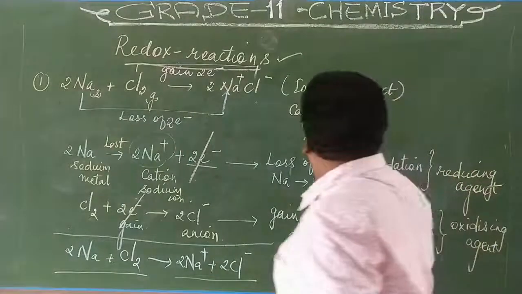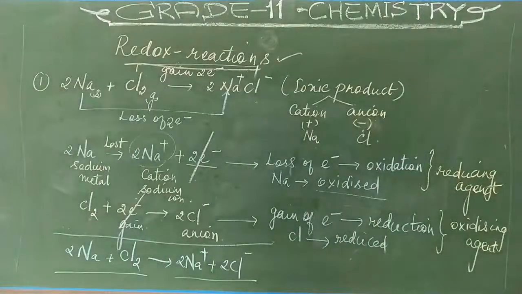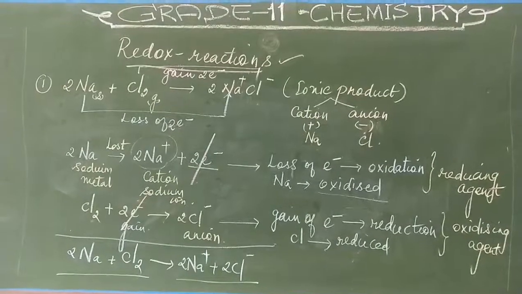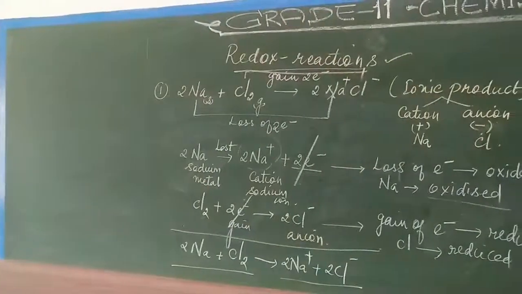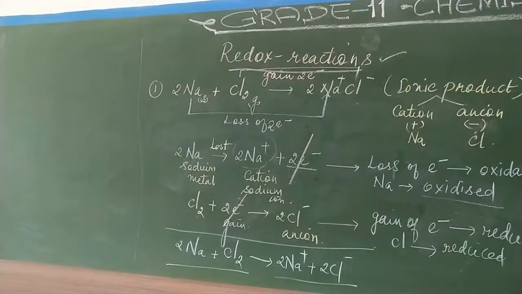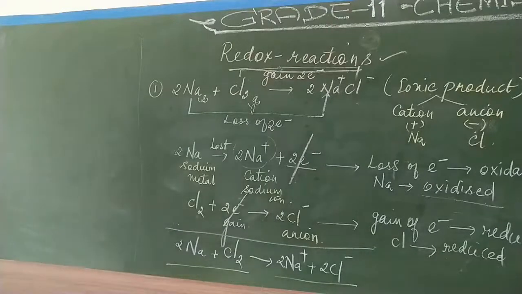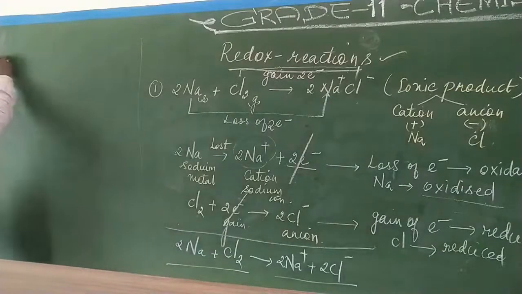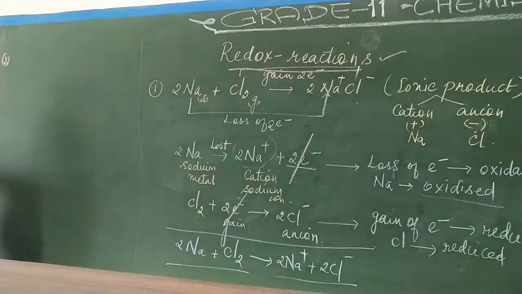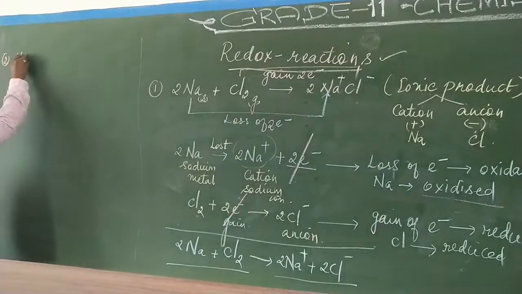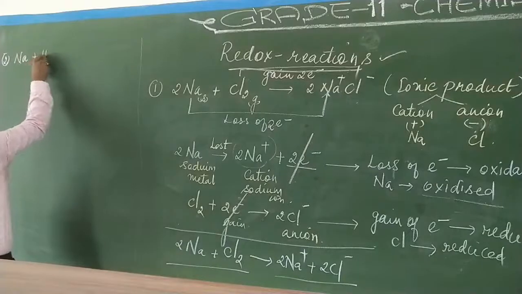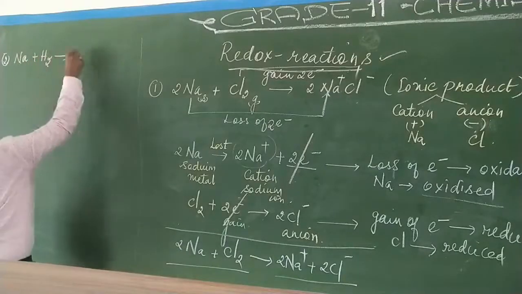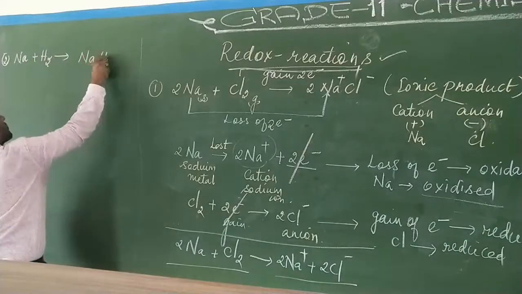Now we'll go for one more reaction, which is given in your textbook as a book exercise. Sodium reacts with hydrogen, giving rise to the formation of sodium hydride. Say, what is the reaction? The second example is sodium reacting with hydrogen, giving rise to the formation of sodium hydride.